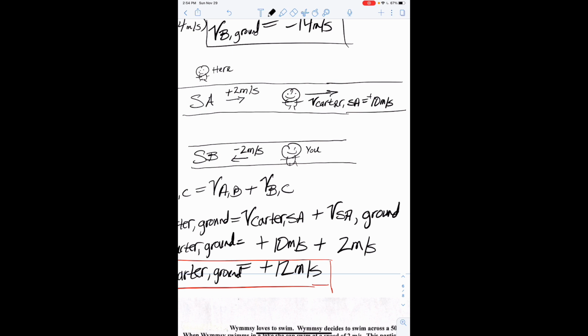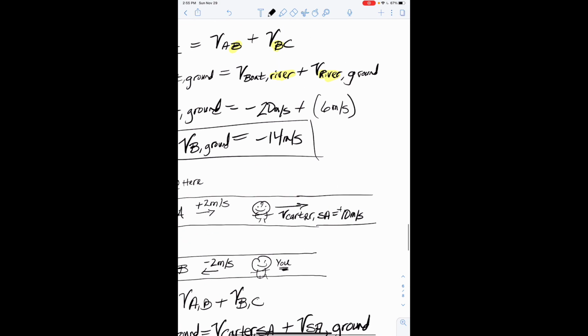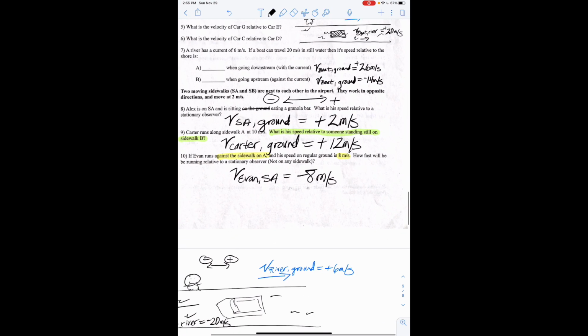But if this is you here on sidewalk B, and you're moving away from Carter, you might say, well, yeah, Carter's moving even faster than that, right? Because he appears to be moving at 2 meters per second faster than the 12, which would be 14 meters per second to the right. So that's our guess here for number 9, that Carter is moving at 14 meters per second to the right. So this doesn't answer the question. So I'm going to get rid of this for right now.